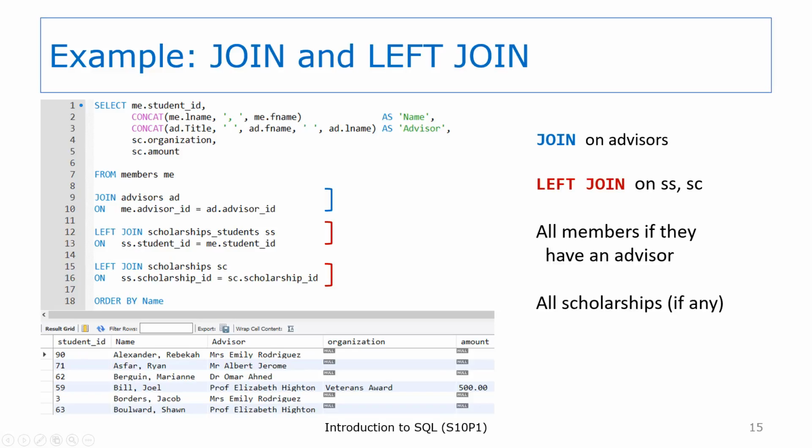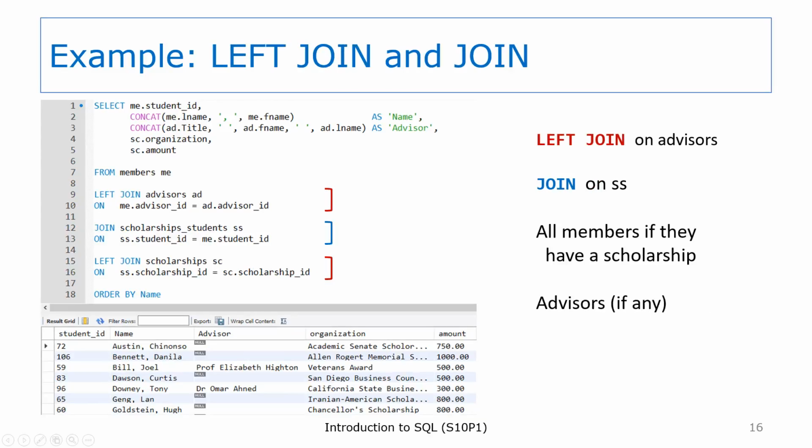Now let's look at a variation. In this variation, we change the left join on the advisors table to a join. We leave the left join for the other tables. The result set now includes only members that have an advisor. The members may or may not have a scholarship. In this example, the join on the advisors table has served to limit the members to only those with an advisor.